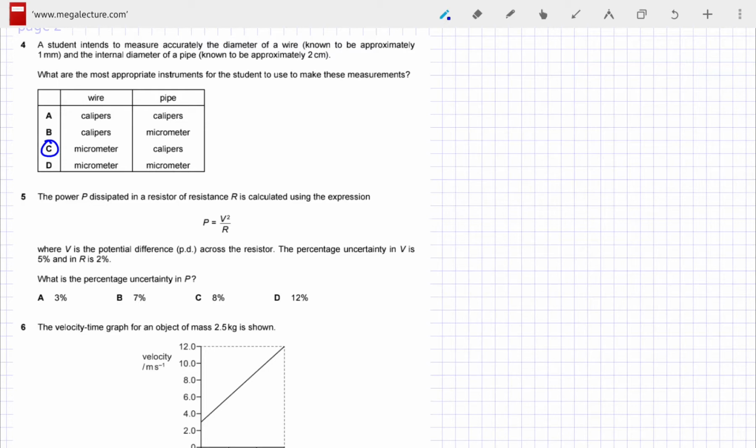Moving on to question number 5, the power dissipated in a resistor of resistance R is calculated using this expression, and we are given the percentage uncertainty in V and R: 5% in V and 2% in R. We're asked to compute the percentage uncertainty in P. We use the expression delta P by P is equal to 2 times delta V by V plus delta R by R. Putting in the values, you have 2 times 5% plus 2%. So you get 12%. The correct option is option number D.